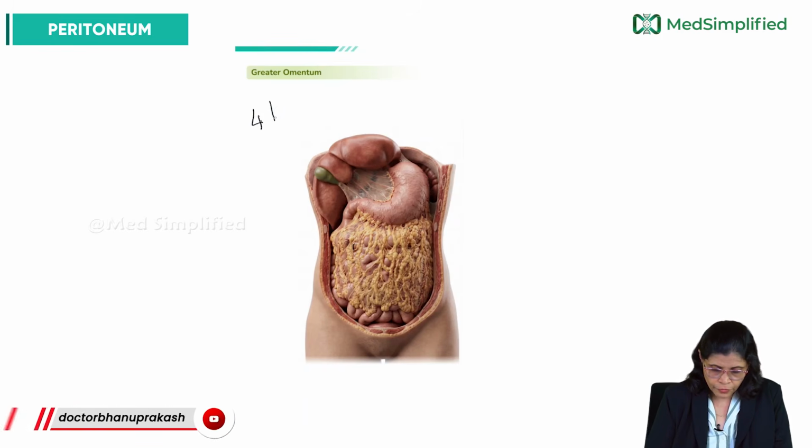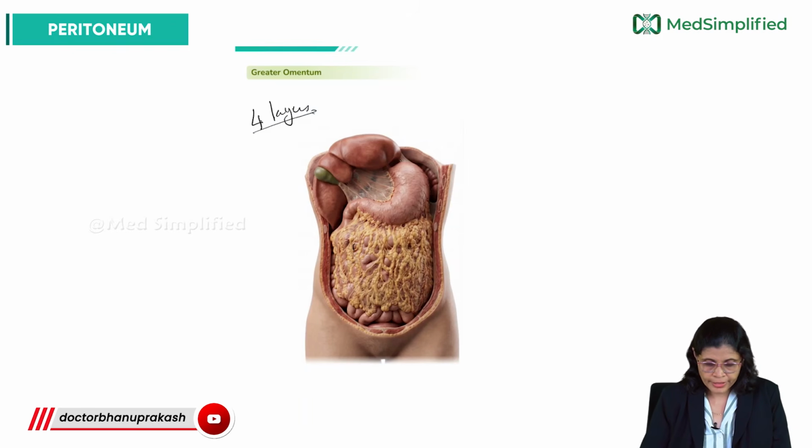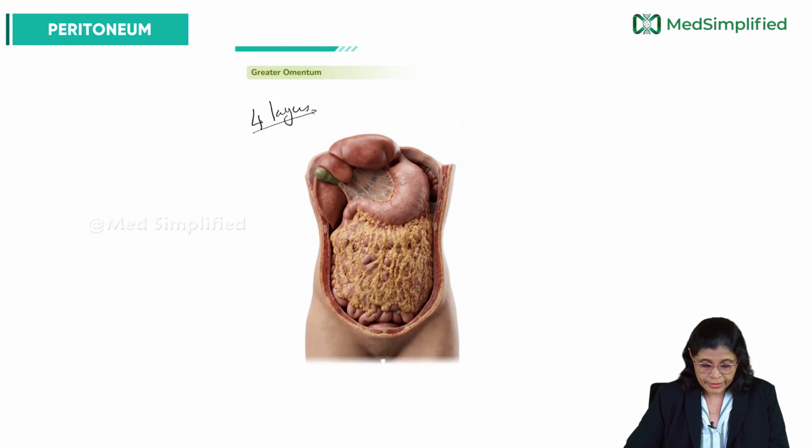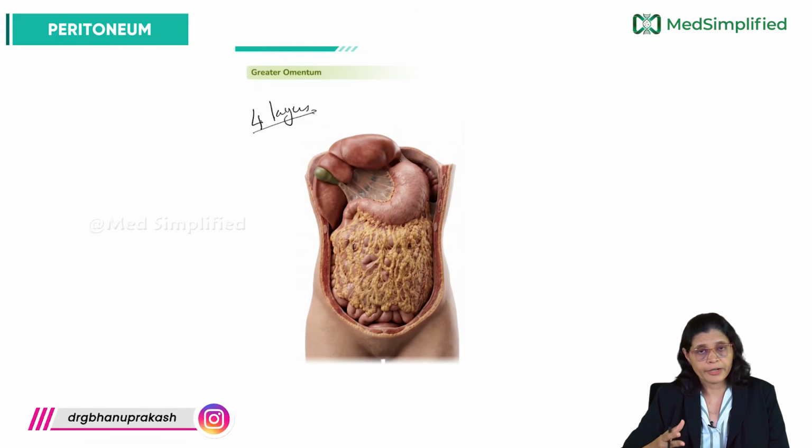So it is made up of 4 layers. It's 4 layers of peritoneum, and they are all fused together to form a thin, fenestrated membrane. And this membrane will have a variable amount of fat.